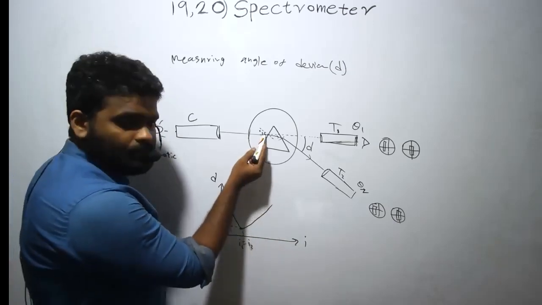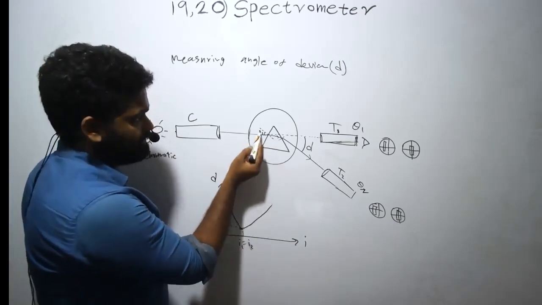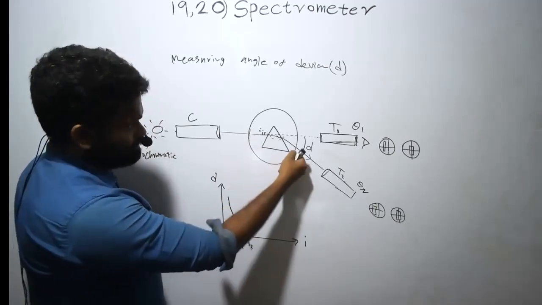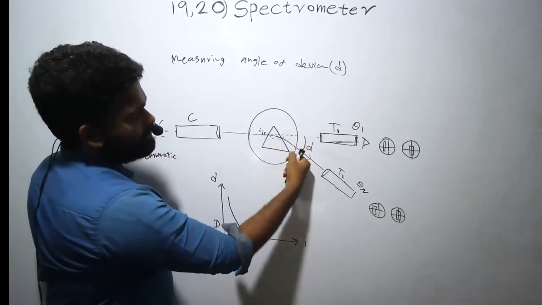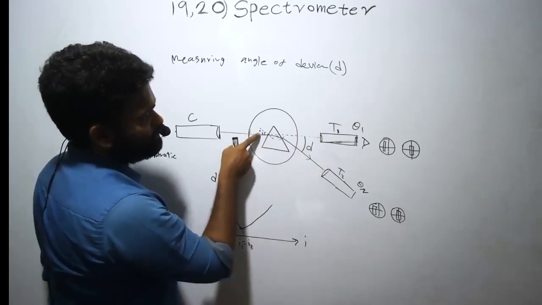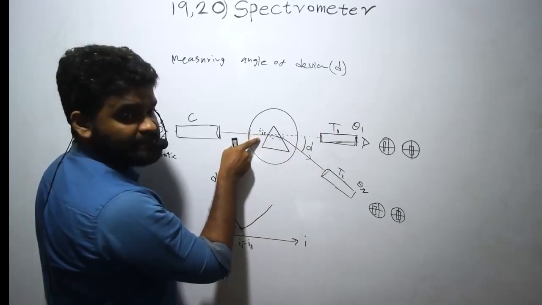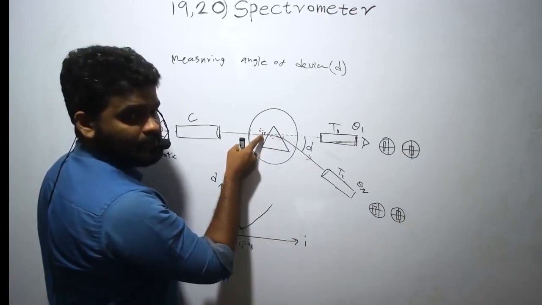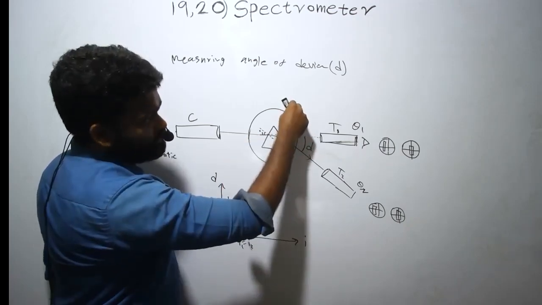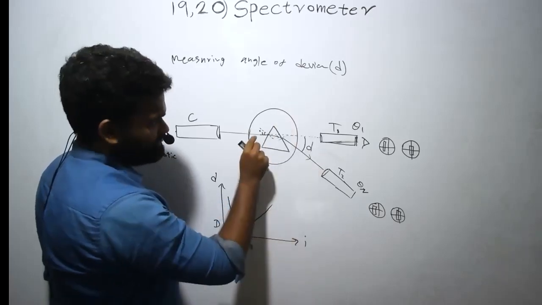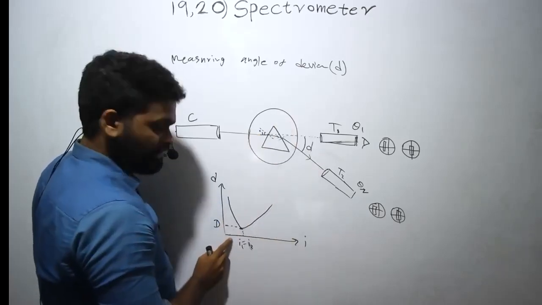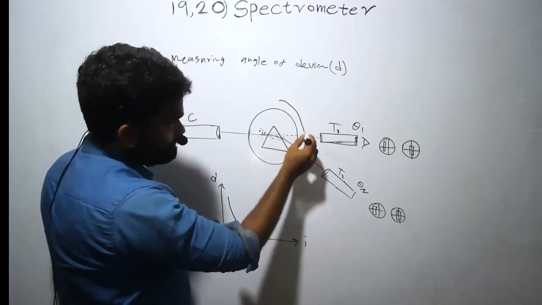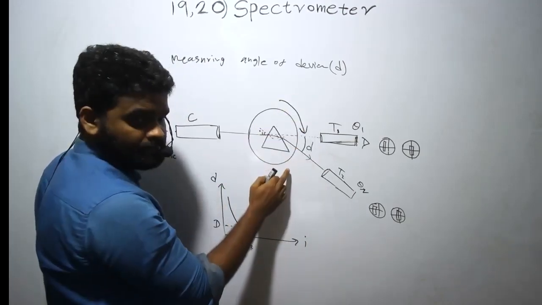I have to start from a small incident angle. You have to rotate this somewhere here in order to make this I small. When you rotate it here, I gets small. Once you take I to a small angle, you can start rotating the prism table to this side.